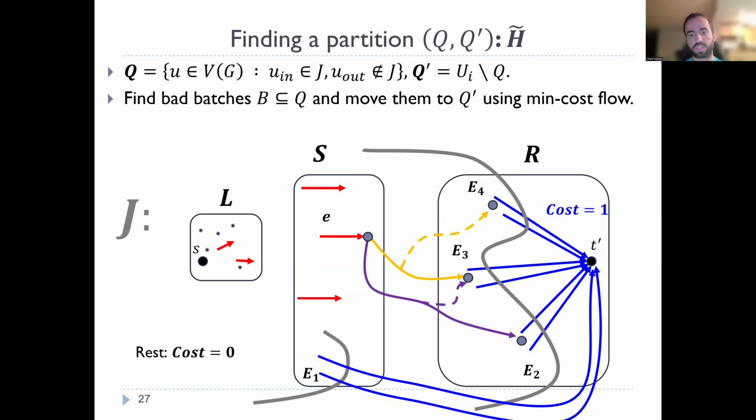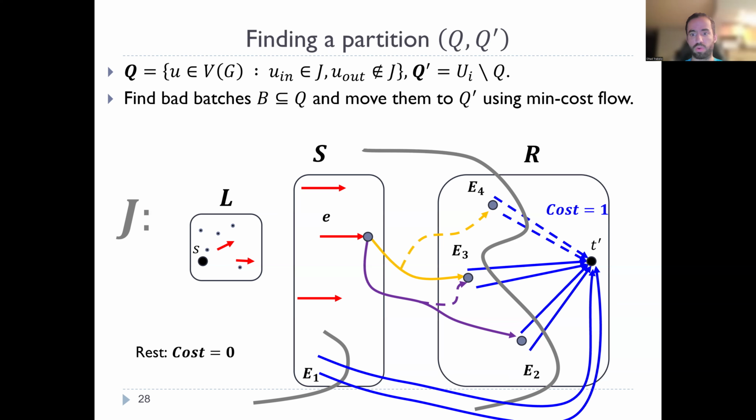So first we consider all of the nodes that are outside of J, and we merge them into one node, which we call T prime. And this is just for the sake of finding Q and Q prime, finding this partition. So this is how we define H tilde. Now we find bad batches B, then we move them to Q prime using min cost flow. How are we going to do it?